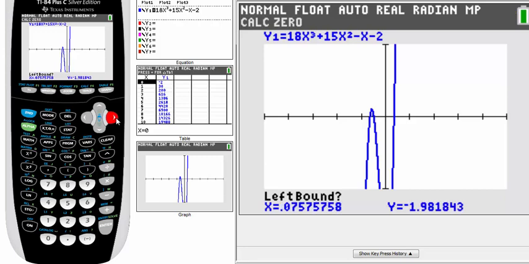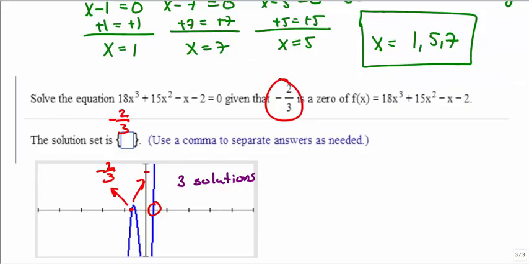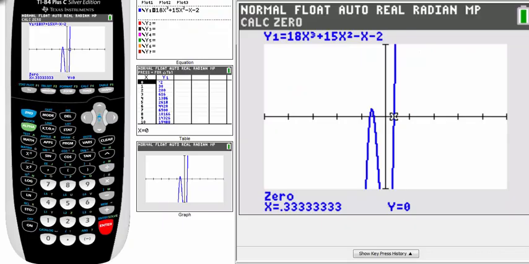You'd say left bound. I'm going to go ahead and find this positive one. So here's my left bound. I'd hit enter. Right bound, I'm to the right, and then hit enter one more time. So it's telling me that this value is 0.3 repeating. 0.3 repeating is 1/3. So I guess I could find that my solution here is 1/3. And then I could go in and find my other one using the same method.